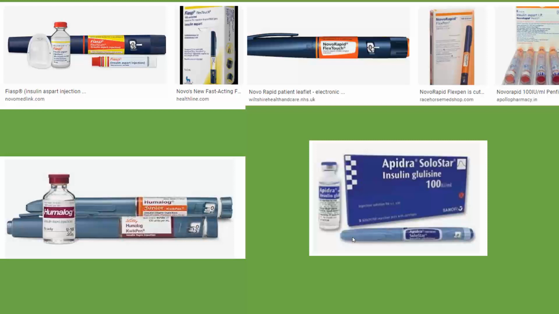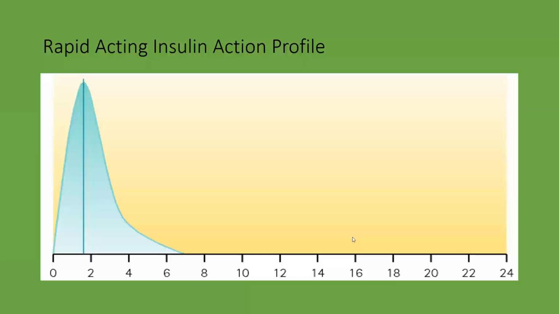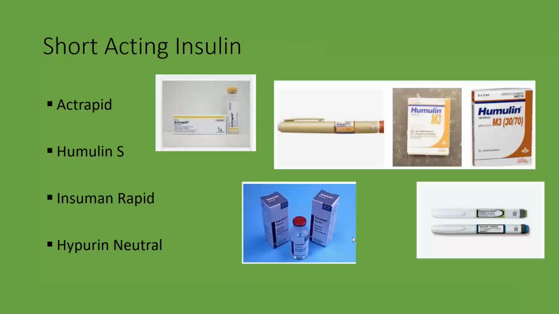So rapid-acting insulins will peak within about half an hour, and then last about 4 hours. It can last up to about 6 hours. And then short-acting ones, they take a minimum of half an hour to start acting, and then can last up to about 4 hours, sometimes up to about 6 hours, but it's usually about 4 hours.